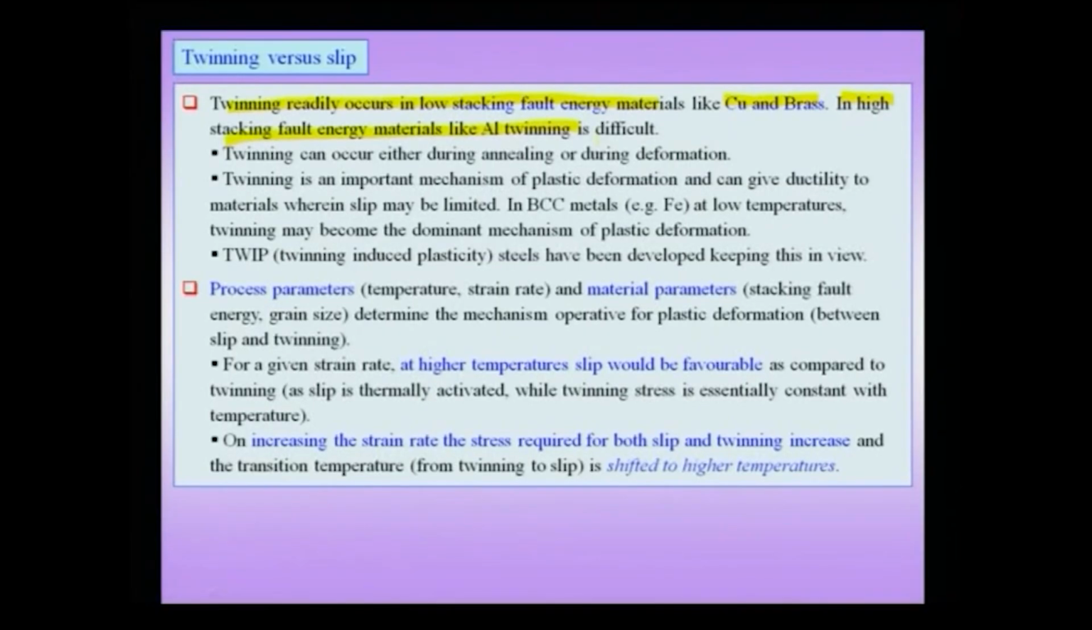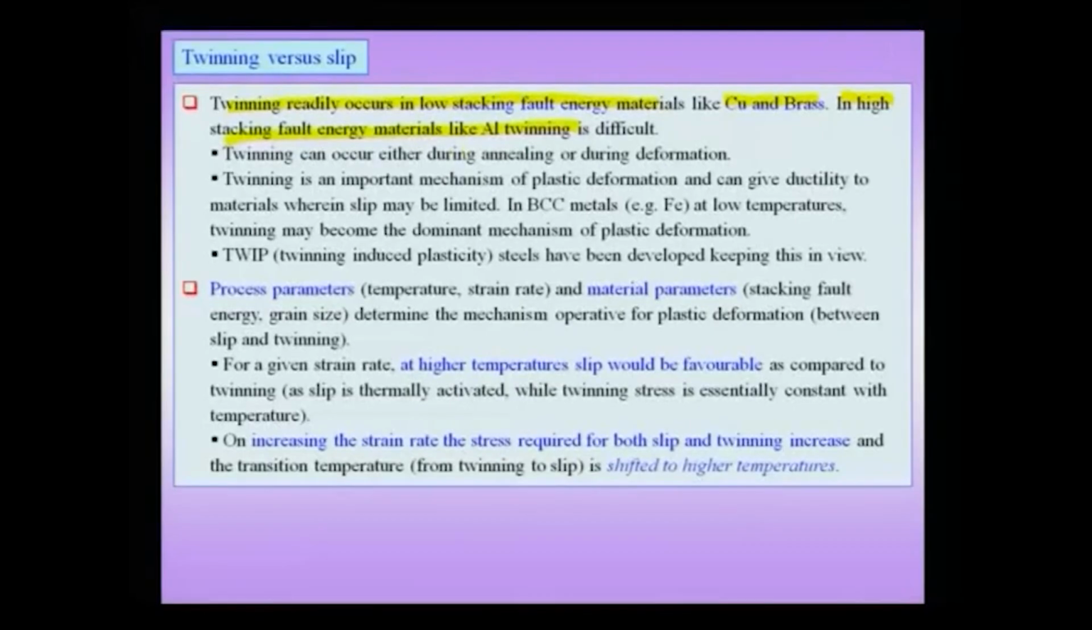The reason is that if you look at a twin, and I am now talking about a mirror twin, the second nearest neighbors are affected. The first nearest neighbors are the same on either side of the twin boundary, but the second nearest neighbors are affected, as in the case of a stacking fault. Therefore, if the stacking fault energy is low, then you expect easy twinning.